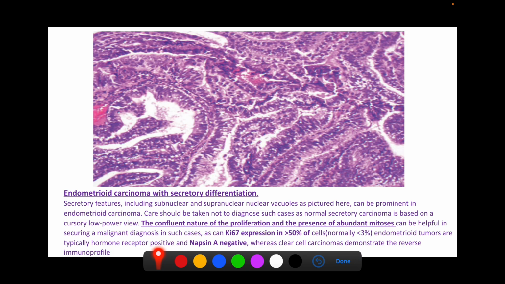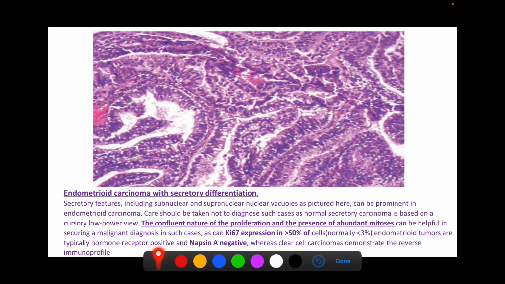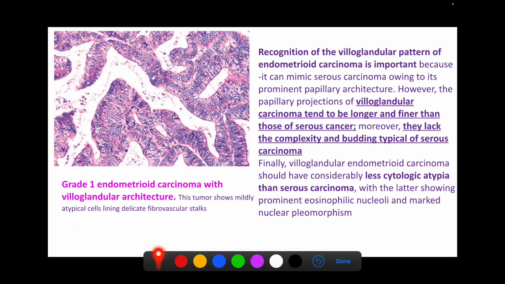And these tumors are hormone receptor positive, so ER/PR is positive and napsin is negative, while clear cell carcinoma is having ER/PR negative and napsin A positive.